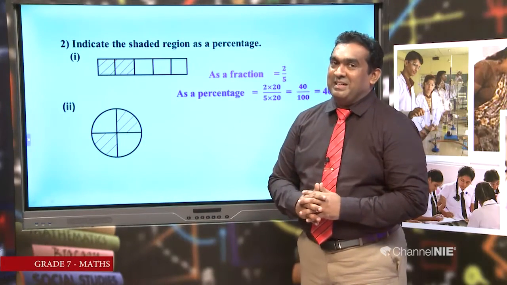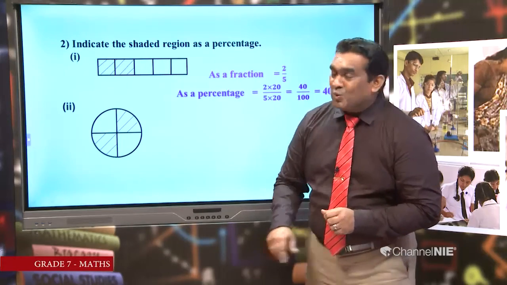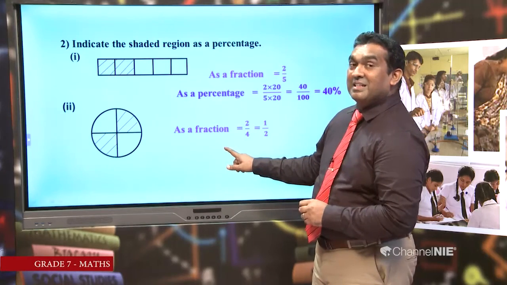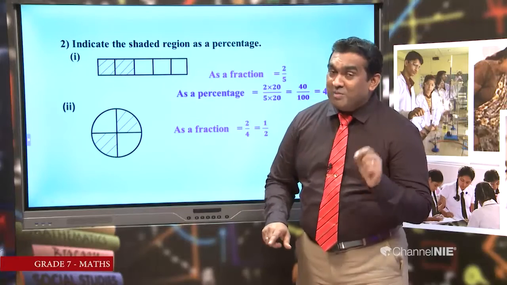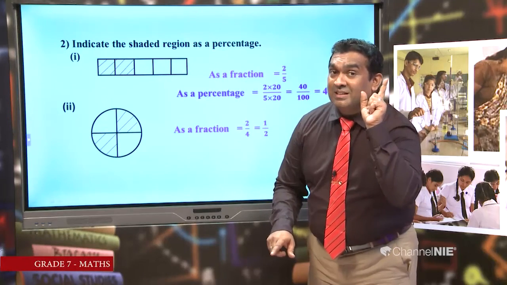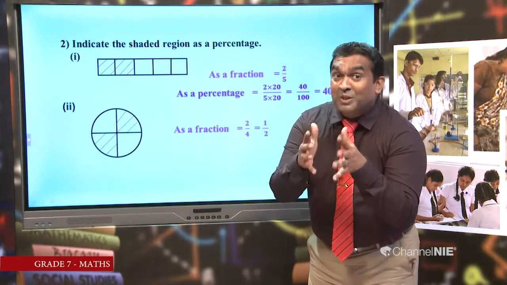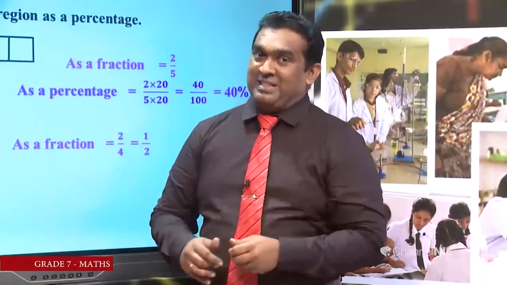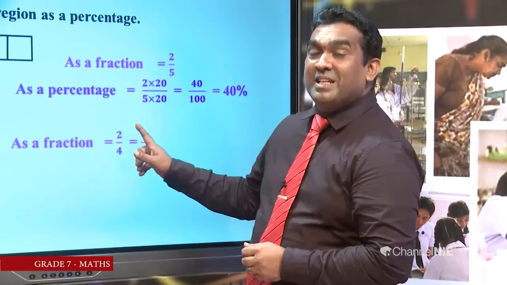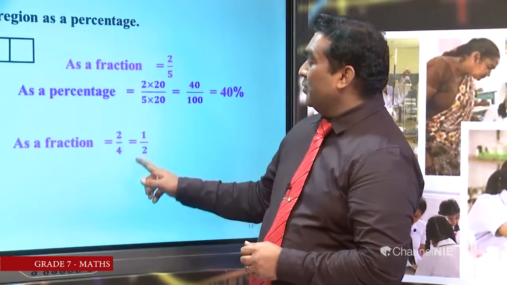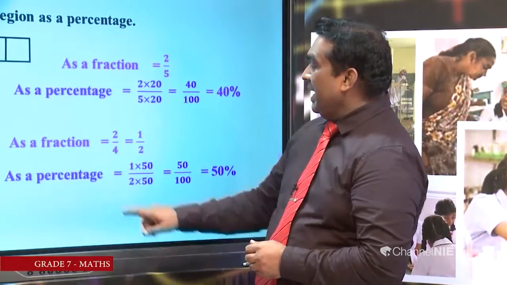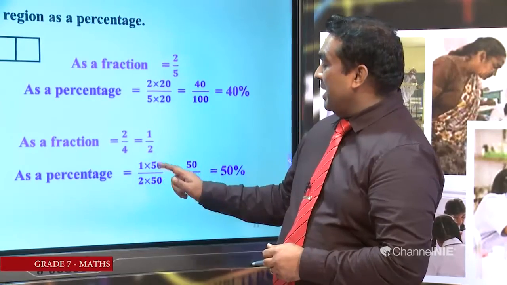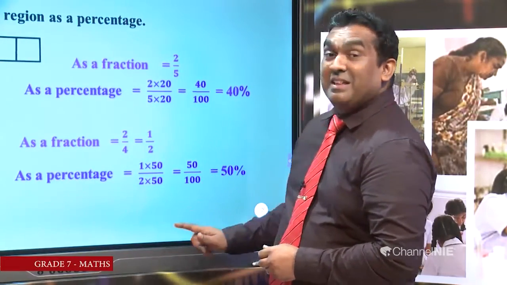Here also you can see 4 equal regions. Out of 4 equal regions, you have shaded 2 parts, right? As a fraction, 2 out of 4. In the simplest form, using the highest common factor. Can you remember? Highest common factor in the ratio lesson to get the simplest form. I used it there. As I told you, there is a link between these lessons: ratios, percentages. Here, divide the numerator and the denominator by the same number. 2 over 2, 1, 4 over 2, 2. Now, as a percentage, 2 multiplied by 50, 1 also multiplied by 50. Therefore, 50 over 100, that is 50%.